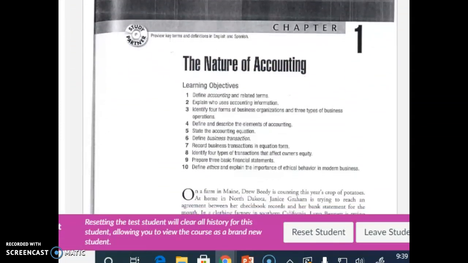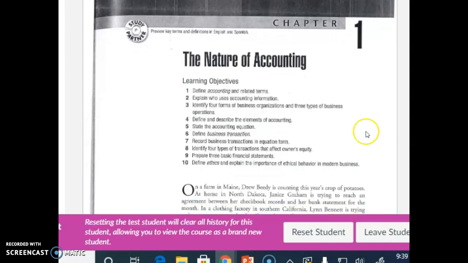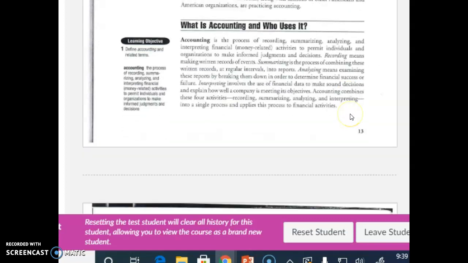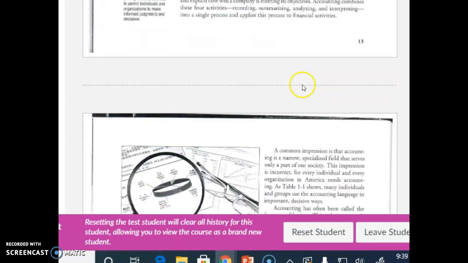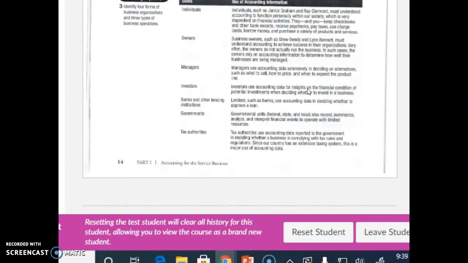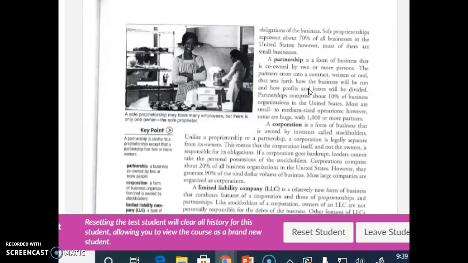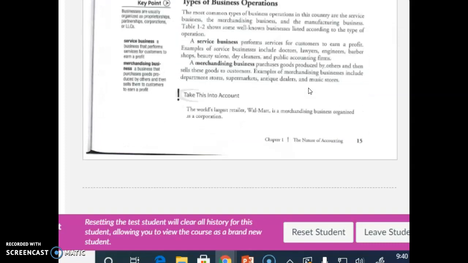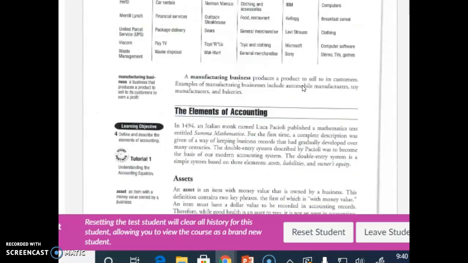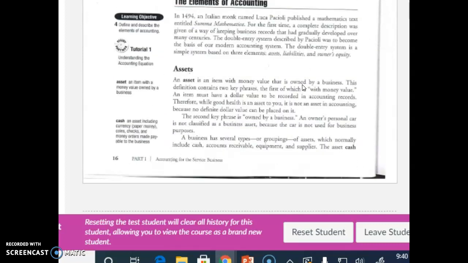See that it opens into a PDF, and this is everything that you're going to need to know about the chapter. I'm going to flip through here. We've done forms of business organization. We have done types of business operation. Remember, we talked about service business and merchandising business. And we've been into the elements of accounting.